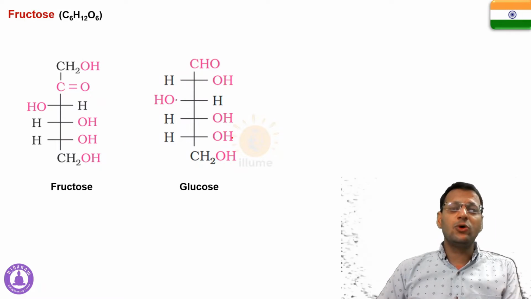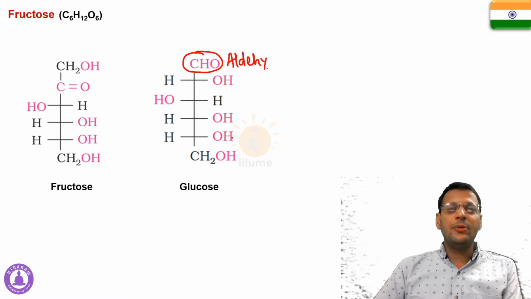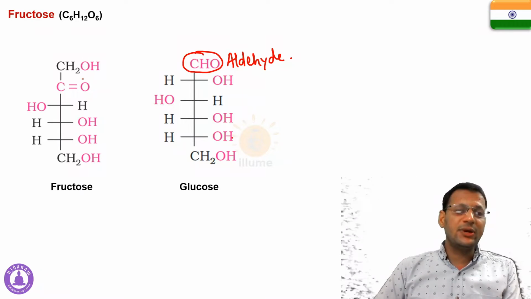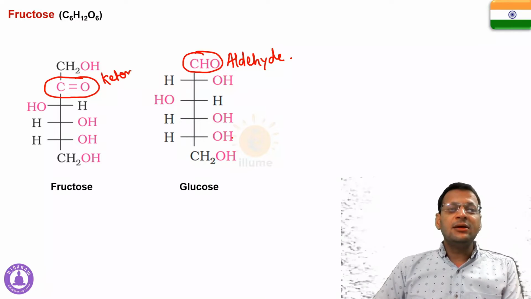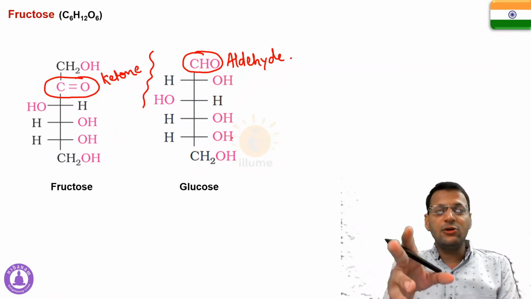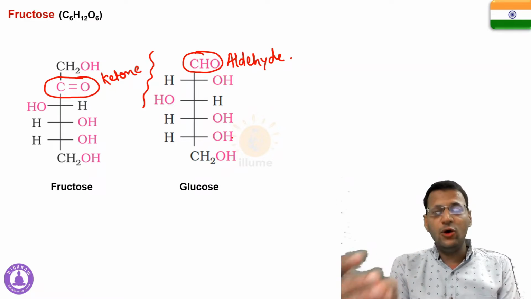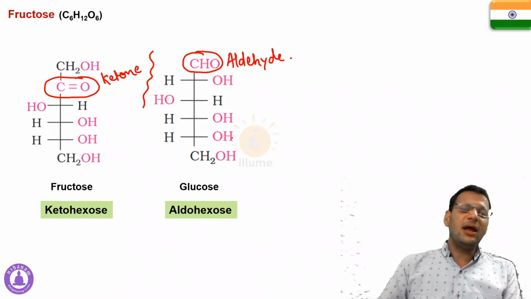In the case of glucose, you can very well appreciate the presence of an aldehyde group. So this is the aldehyde group. But in the case of fructose, you can see the ketone group present. That is the only difference between the structure of fructose and glucose, that glucose is an aldohexose but fructose is a ketohexose. Both of them are hexose sugar.